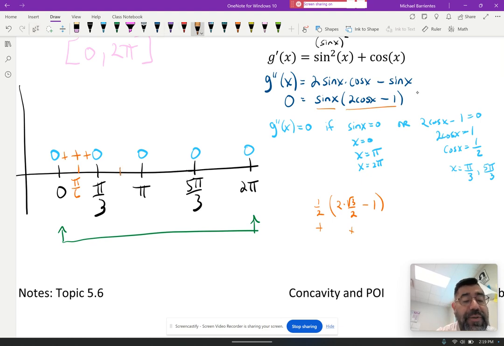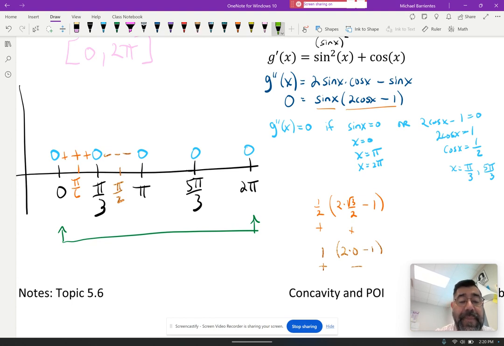Let's choose another one. Between pi over 3 and pi, what about pi over 2? Sine of pi over 2 is 1, that's positive. Cosine of pi over 2 is 0, but 2 times 0 is 0, minus 1, that's negative. A positive times a negative gives me a negative. So all of these are negative. And we just keep checking points like that.